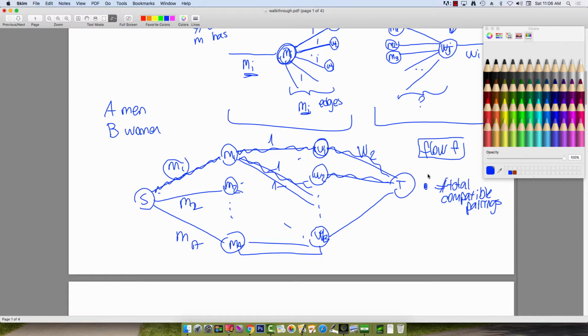Okay, so another interesting thing is, if we sum up all the Mi here, and if this is equal to F, what does this mean? Think about this for a second.